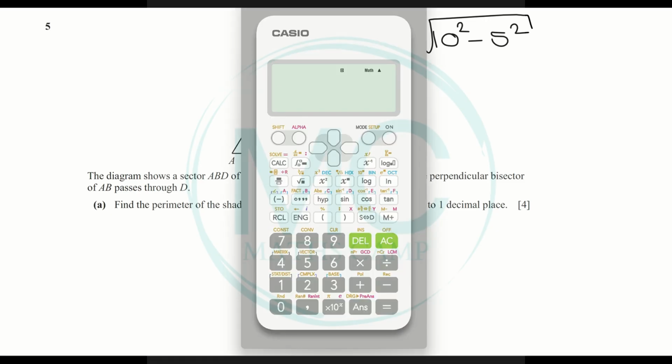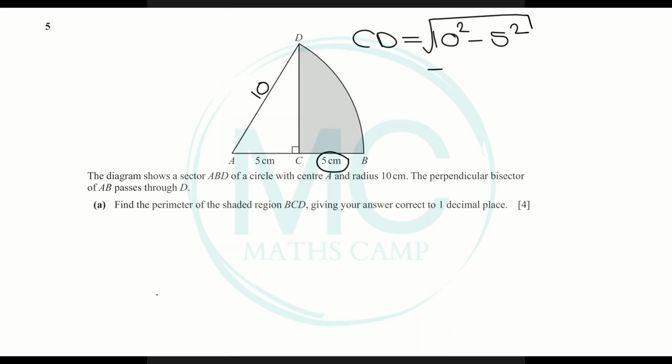Now you can take your calculator, the square root of 10 squared minus 5 squared is equal to 5 root 3. That's the length of CD. But I need the length of arc BD, and to find an arc length, I need the angle at A. So I need to use trigonometry to find it.